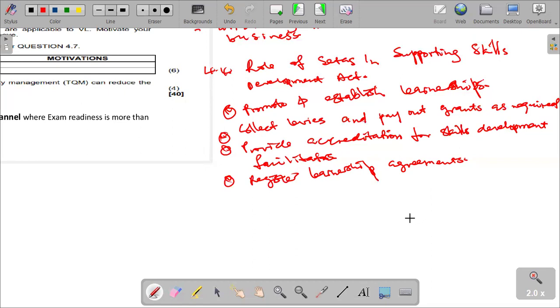They also draw up skills development plans, which are in line with the National Skills Development Strategy.